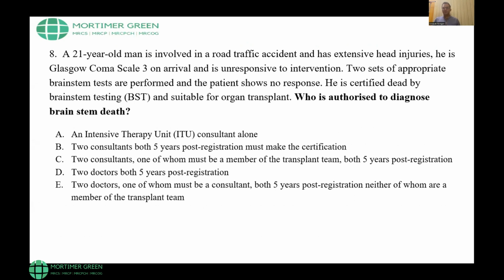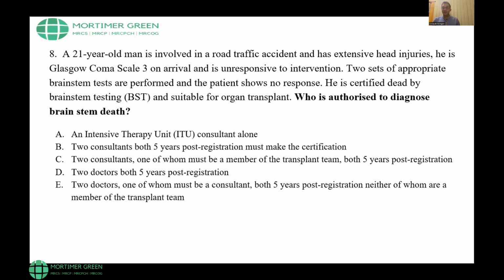Who is authorized to diagnose brainstem death? So option A, a transplant... In Tamil Nadu where I am, there is something called a transplant authority, which follows similar rules. So this rule is being followed even in India. An intensive therapy consultant alone? No, a single person, definitely not. B, two consultants, both post-registration, must make the certification. That makes a lot of sense.